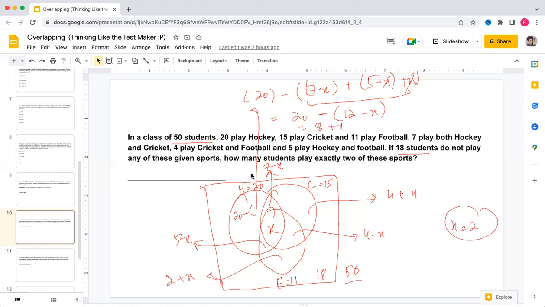But the question actually asks how many students play exactly two of the sports. So the question asks about this portion, and this portion. So that will be 7 minus x plus 4 minus x plus 5 minus x. So this will be 16 minus 3x, which is 16 minus 3 into 2, which is equal to 10. So there are 10 students who play exactly two of these sports.